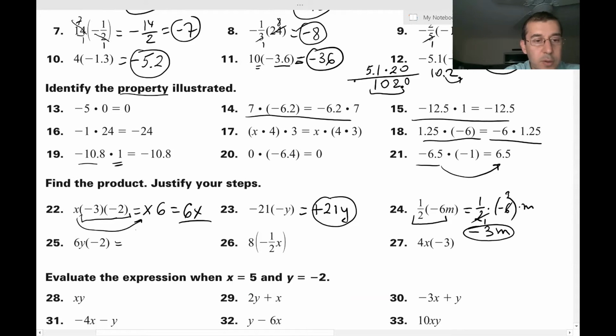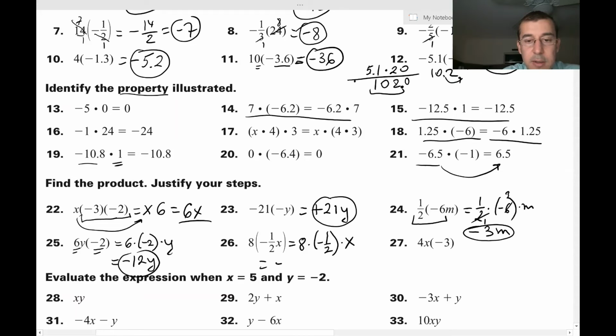25. Here we can do the associative property of multiplication and get the numbers multiplied first. So 6 times -2 and then times y. 6 times -2, the signs are different, so the product is negative. 6 times 2 is 12, and then y, -12y is the answer. 26, we're going to multiply the numbers first, so 8 times -1/2 times x. So we have two numbers with different signs, so the product is negative. And then 8 times 1 is 8, over 2 is 4. So minus 4 times x, minus 4x. Minus 4x is the answer.